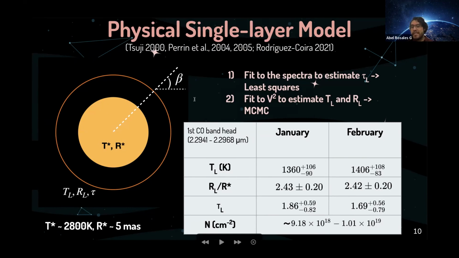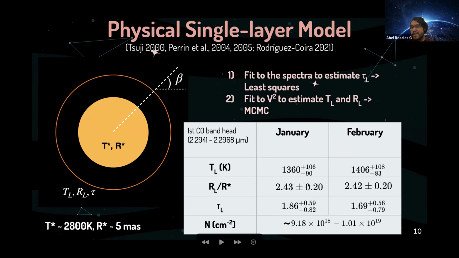The parameters that we estimate using this model are the temperature, the radius, or the size, and optical thickness of the layer. To estimate these parameters, we began by estimating the optical thickness through a direct fit of the spectrum. Then we use this value to estimate the temperature and size through a fit to the squared visibilities. In this table, I show you the mean values that we found. With these values, we estimated a column density of around 10^19 cm^-2.